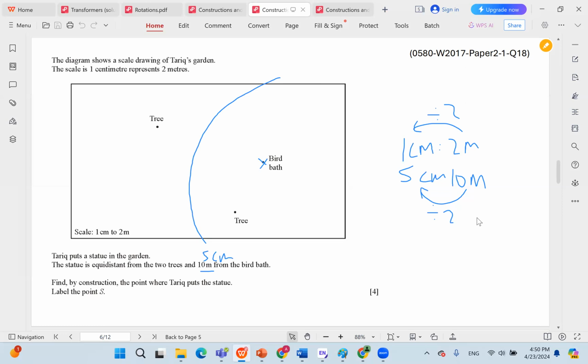So equidistant from 2 points means that we have to draw the perpendicular bisector. So first we join the 2 trees using a line like this. And then we set the compass radius to more than half of this line. So put the iron part here and try to put the pencil somewhere here. And then draw 2 big arcs.